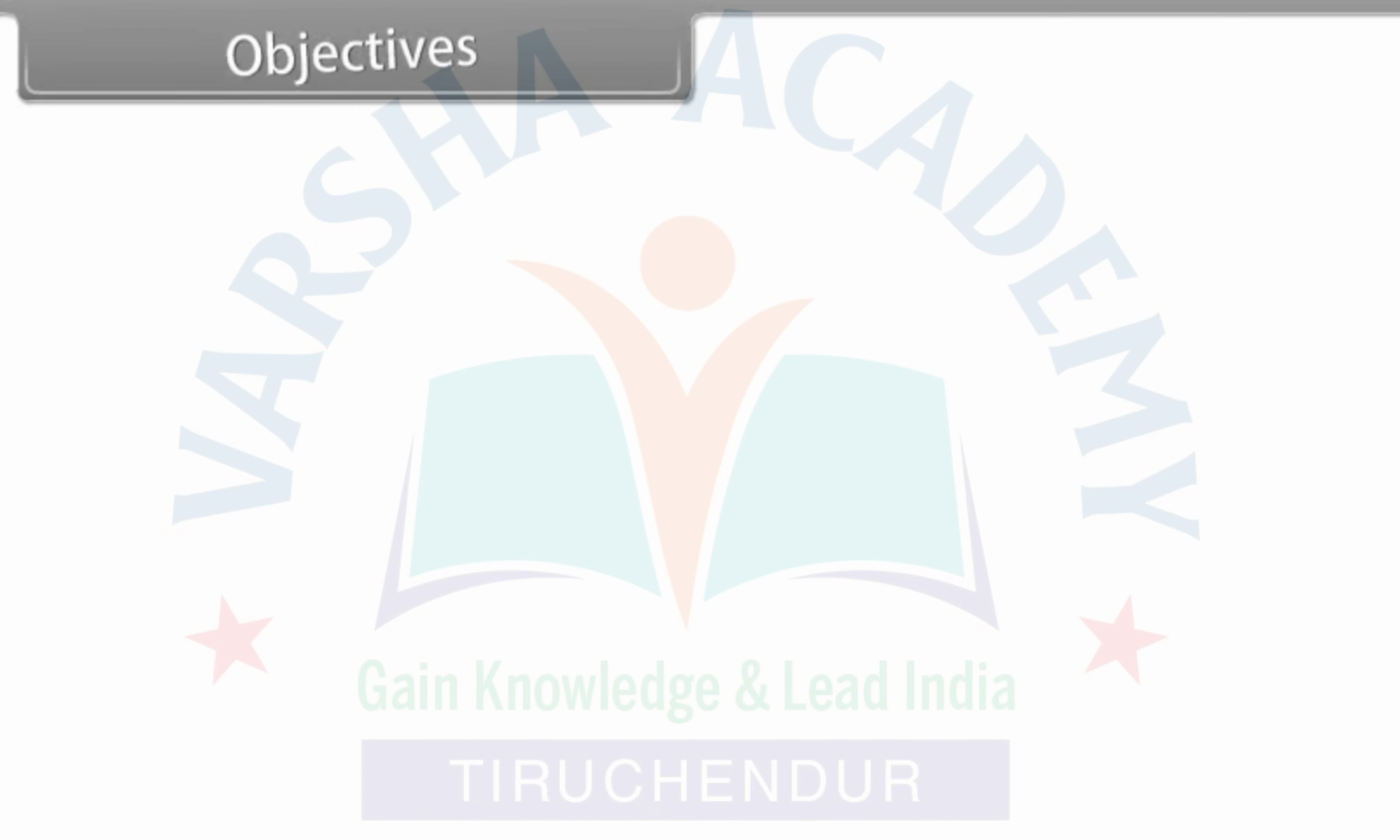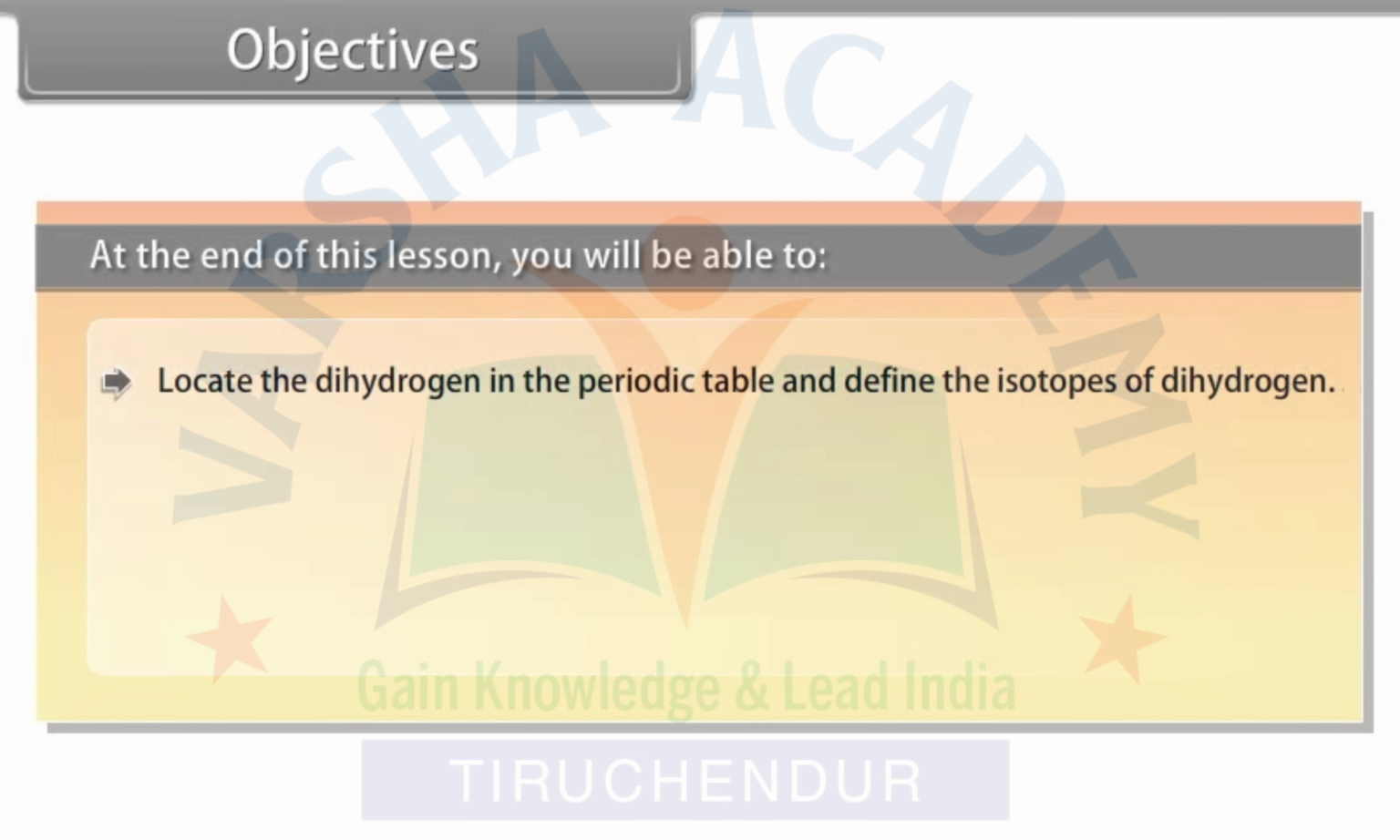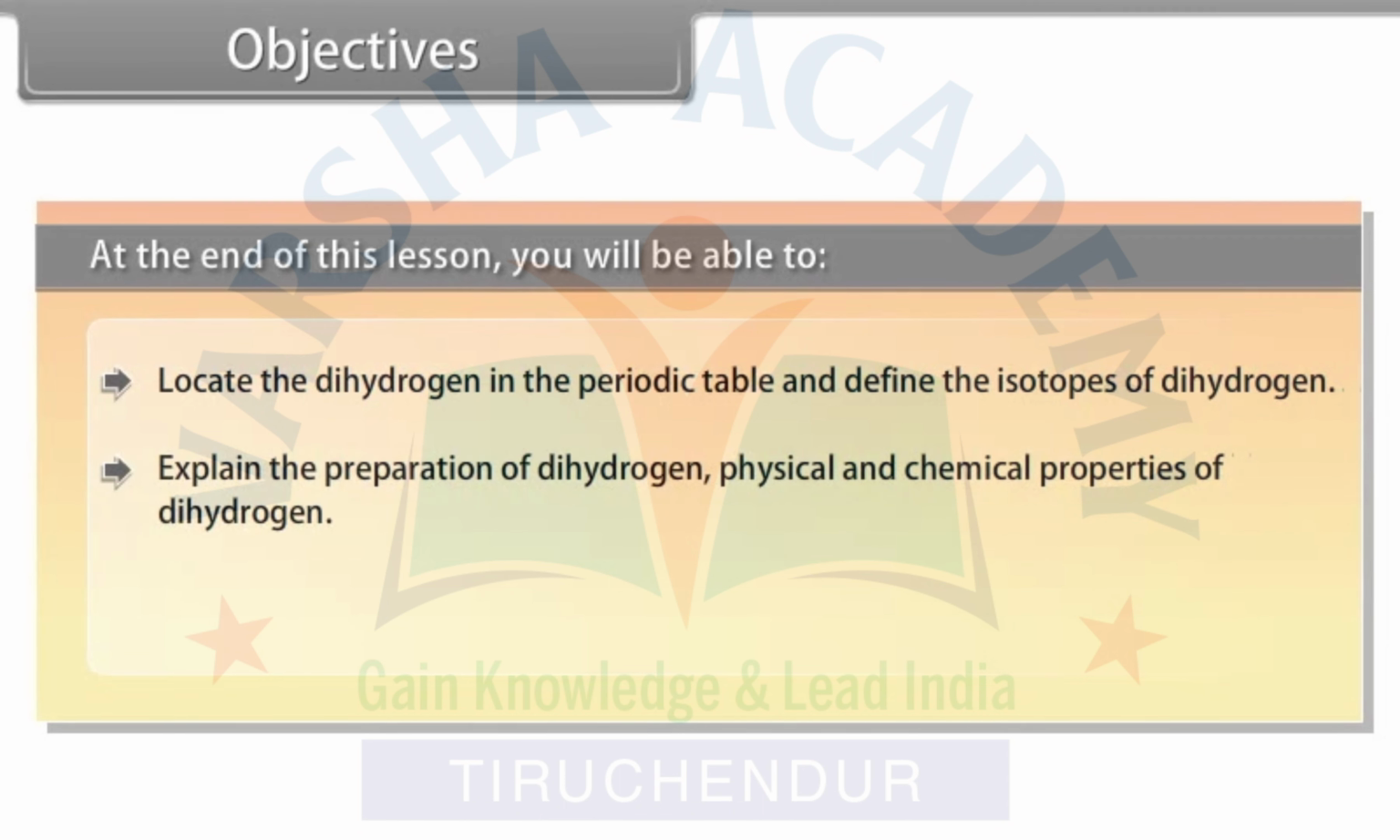Objectives. At the end of this lesson, you will be able to locate hydrogen in the periodic table and define the isotopes of hydrogen. Explain the preparation of dihydrogen, and the physical and chemical properties of dihydrogen. Explain hydrides.